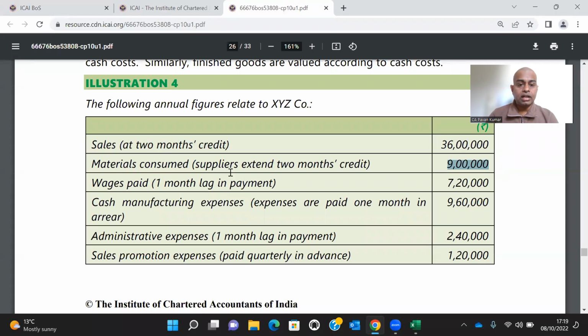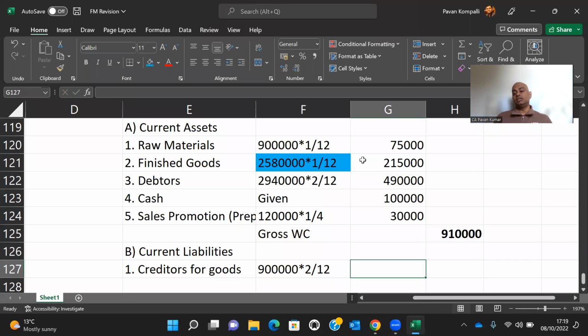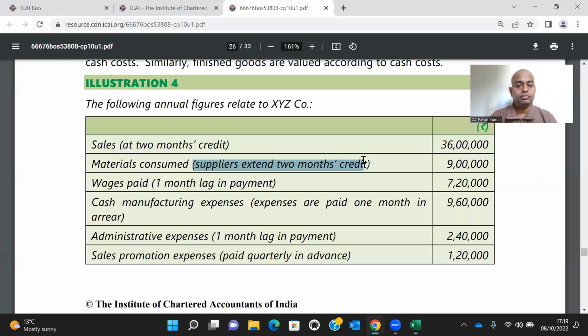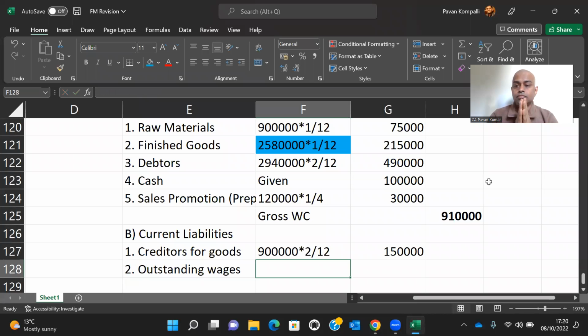9 lakhs is the total material. Suppliers have given you 2 months credit. 9 lakhs into 2 by 12. How much is it? Should be 1,50,000. Okay. Wages: 1 month lag in payment. Wages how much? 7,20,000 into 1 by 12. That is 60,000.